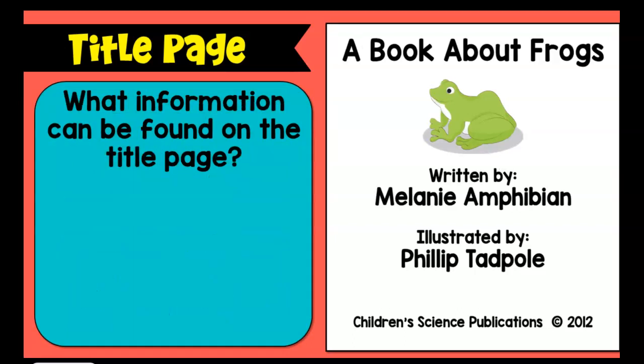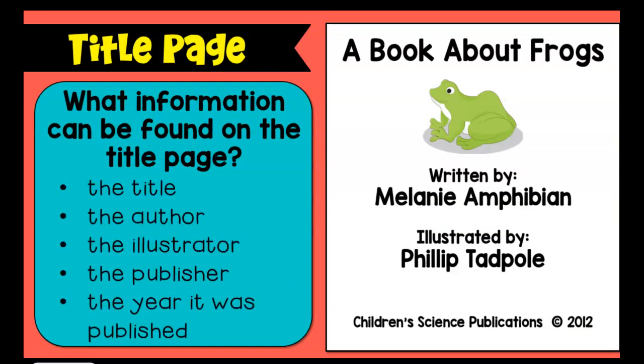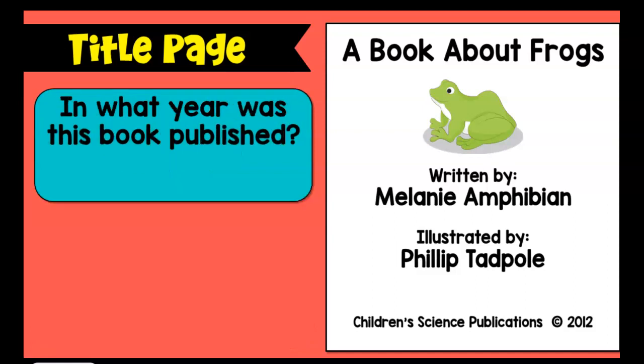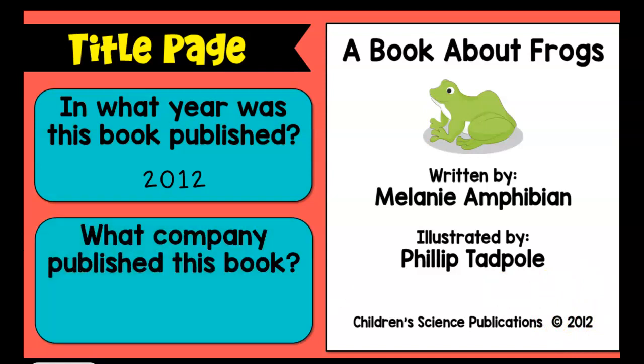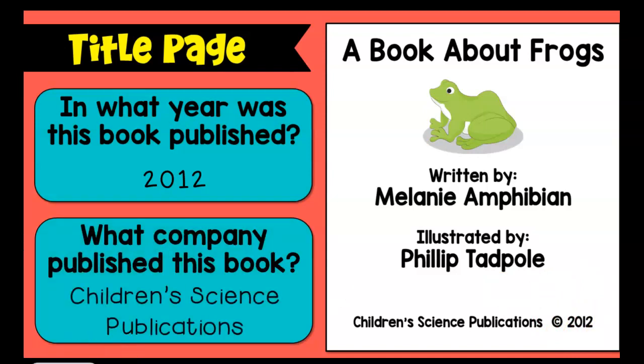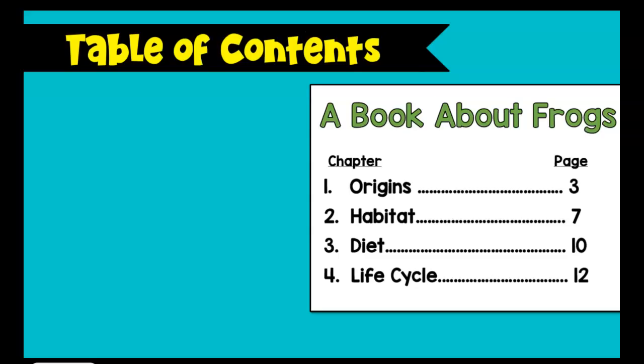So what information can be found on this title page? The title, the author, the illustrator, the publisher, the year it was published. So what year was the book published? 2012, as we can see. What company published this book? Children's Science Publications.